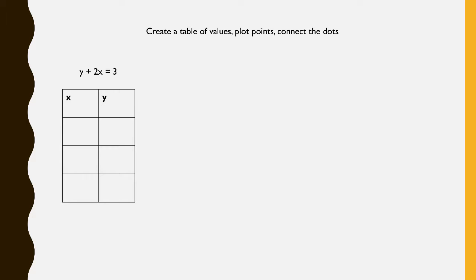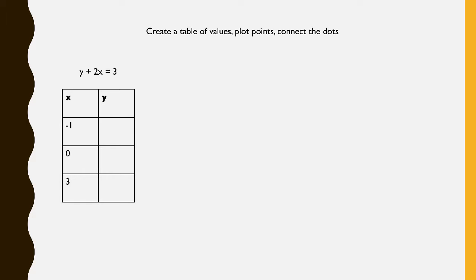So the trick to creating a table of values is that you just pick a number out of a hat, substitute that value in for one of your variables, and then solve it for the other variable. So I'm just going to pick 3 random numbers, and I'm going to make them small numbers because I don't want to do a lot of work with arithmetic. So here's my 3 numbers.